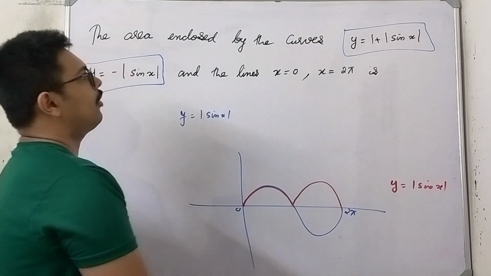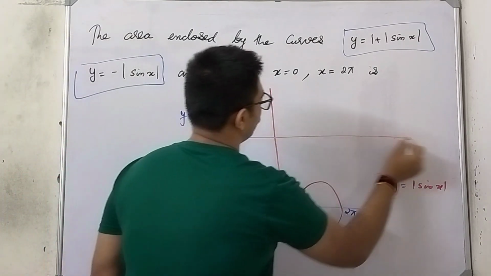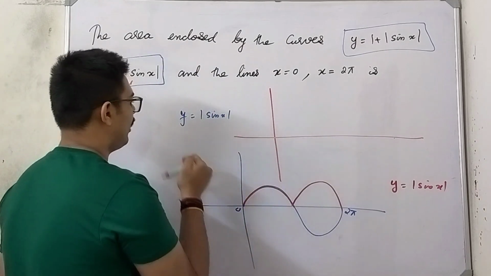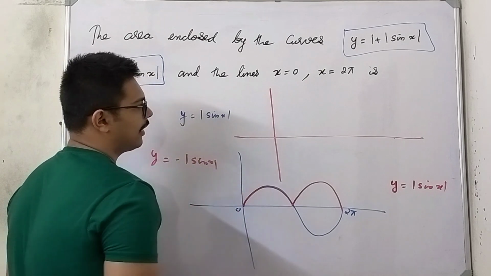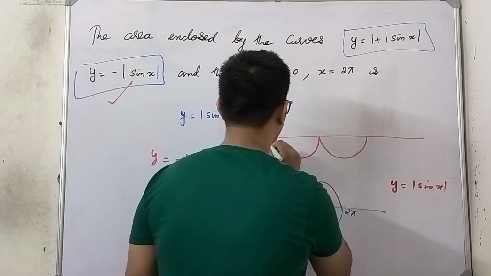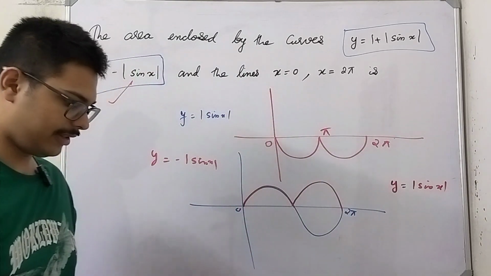Now we can plot these graphs in a single graph. First one is y equal to minus mod sin x. So y equal to negative of mod sin x means y is always negative, which means our graph will be coming on the lower side. It will be from 0 to 2 pi, and this point is pi. Sin pi is 0, sin n pi is 0.